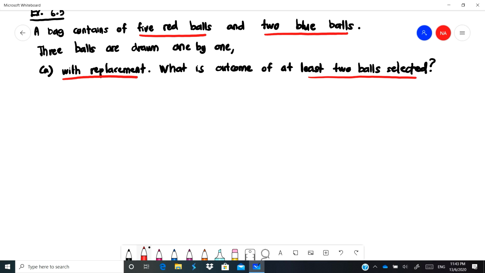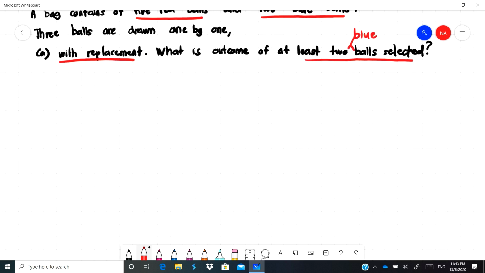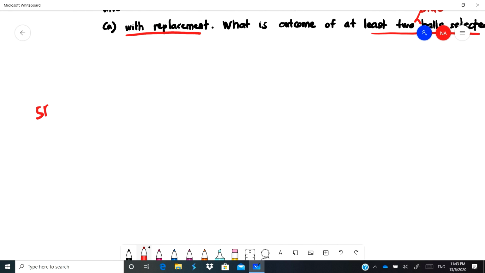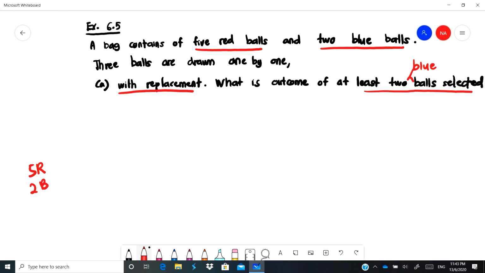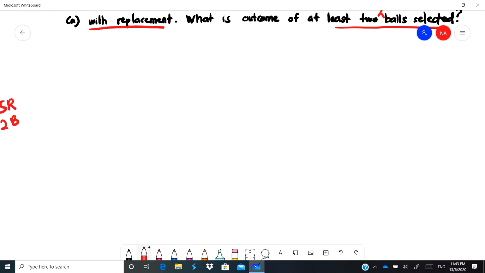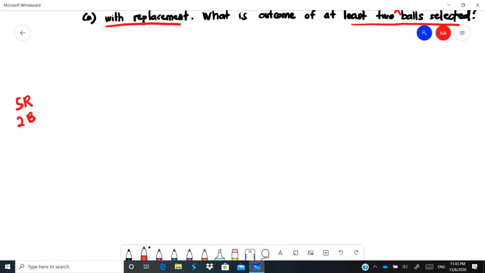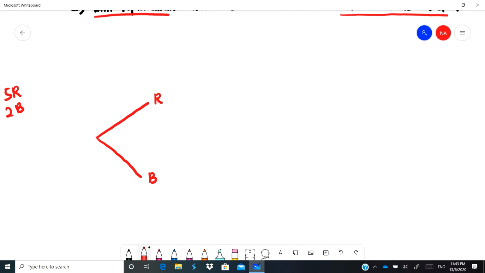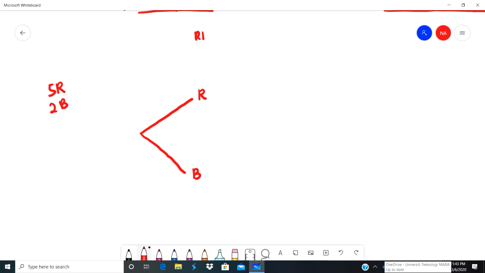At least 2 blue balls selected. Okay, the color was missing there. So let's try drawing. Please take note that we have 5 red balls and also 2 blue balls. For round 1, the color will be red and then blue. First draw, it can be red, it can be blue. Now we have 4 red balls and also 1, oh sorry, we cannot do this. Please take note of that.